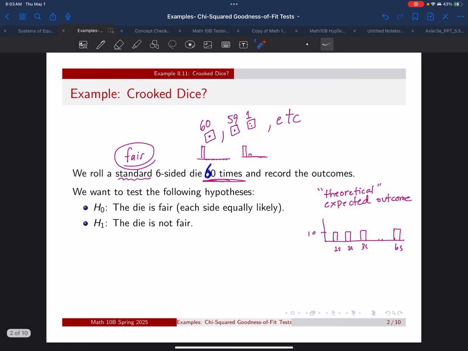Testing this starts with creating your null and alternative hypotheses. The assumption of the null is always that things are okay, things are what they should be, things are as stated. So the null is that the die is fair, i.e. this is our distribution. The alternative hypothesis is that the die is not fair, and it's due to more than just the randomness that comes from sampling.